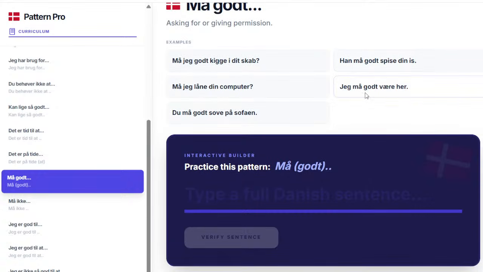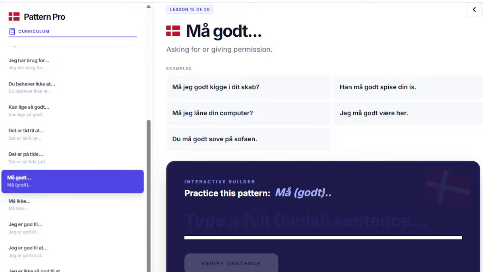Jeg må godt være her, og jeg må godt være her. I can be here. So må is of course about permission. Sometimes you see it with godt, other times you don't. I don't want to get into all those details now. We can always look that up later. So må og må godt. Right?